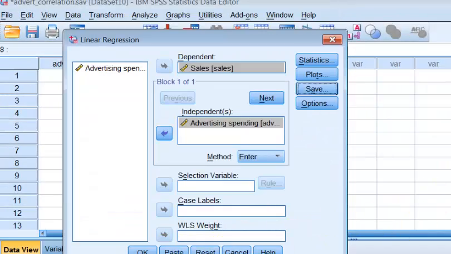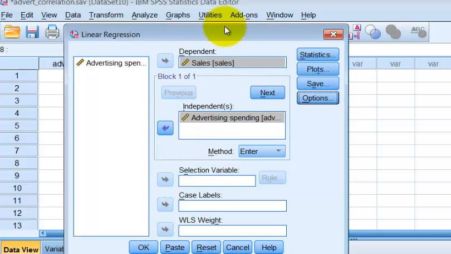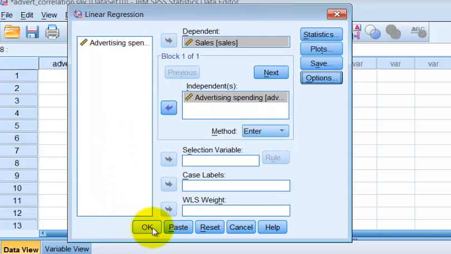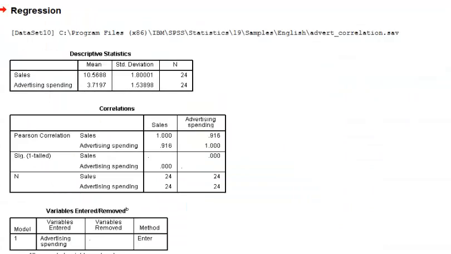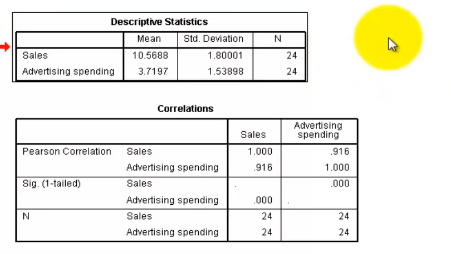Okay, click continue. All right, I don't think we need anything in options, but let's just take a look. Yeah, we don't need anything in there. So I believe we're set. We're going to click OK, cross our fingers. Here's our SPSS output. So right off the bat, this tells us that there were 24 pairs of data.